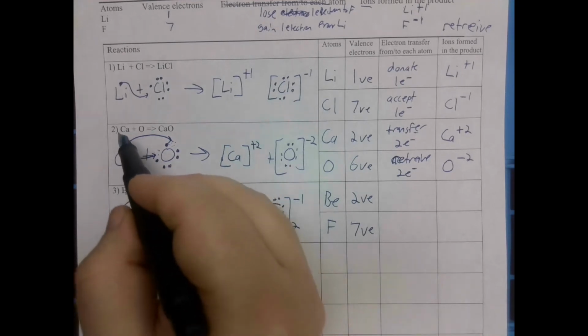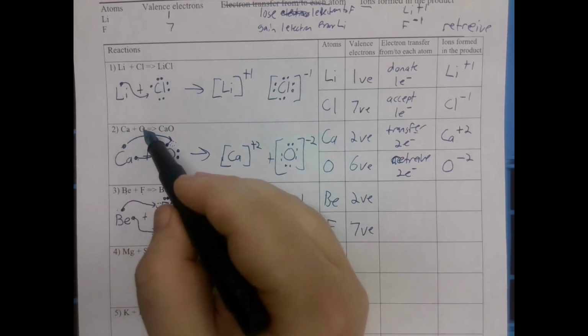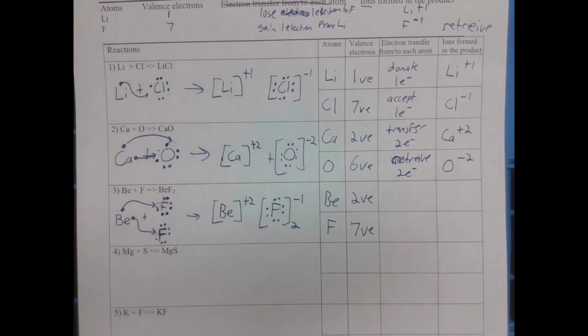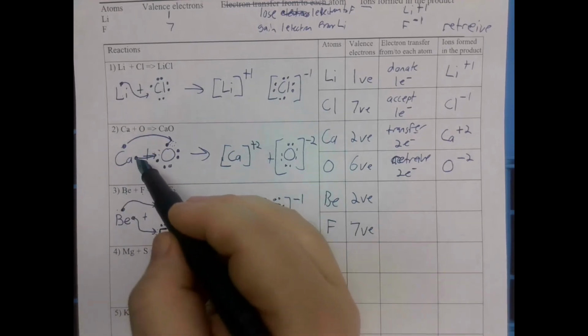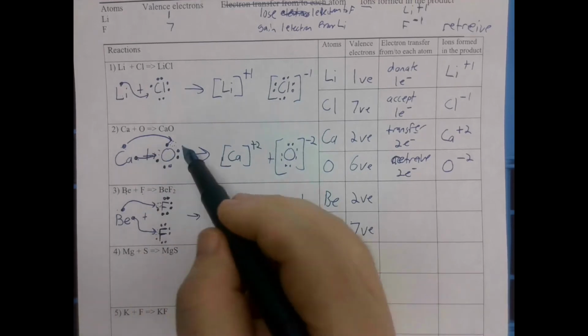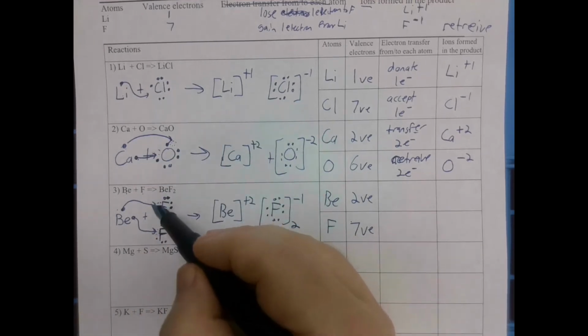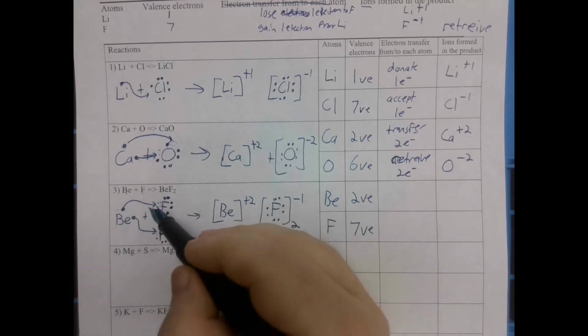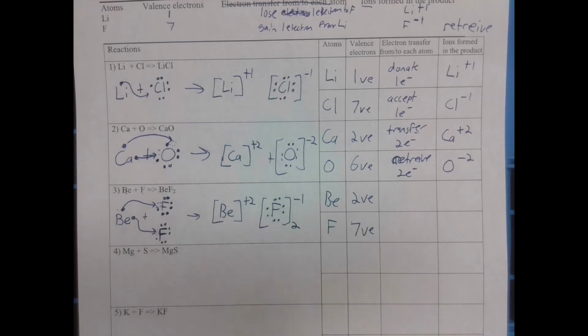So in the previous examples, we had a 1-to-1 ratio. 1 calcium for every 1 oxygen. That's because we had enough electrons and enough holes to fill them. Here, this had 2 electrons and this was only missing 1. So we needed another fluorine to give it to.